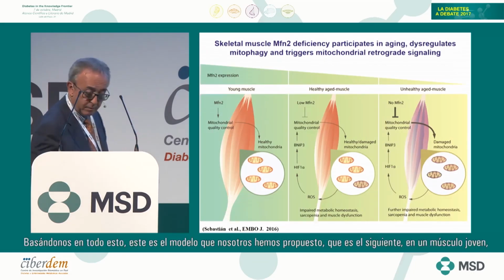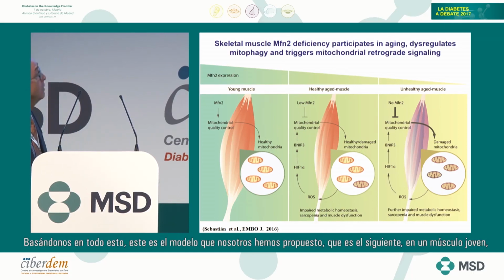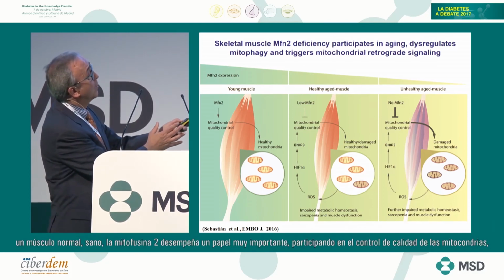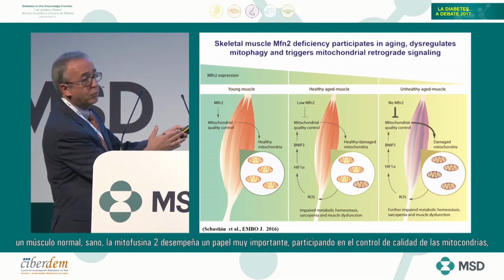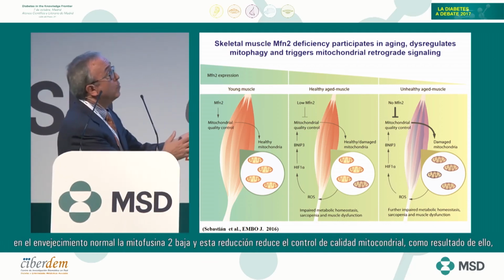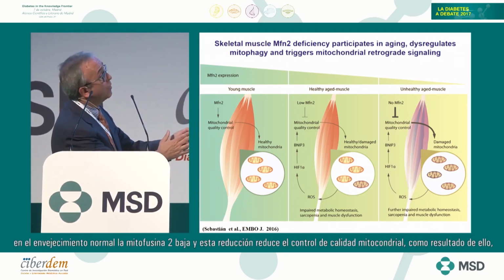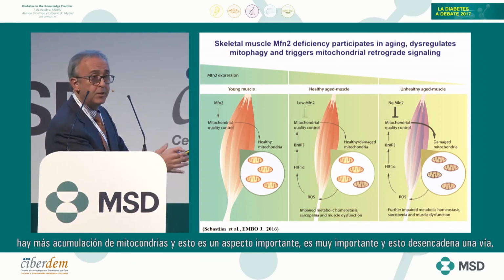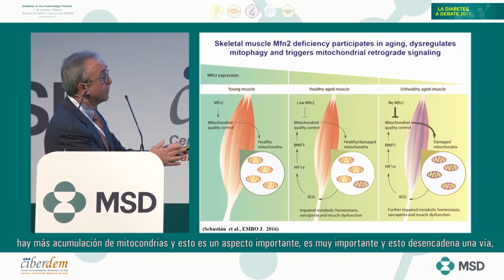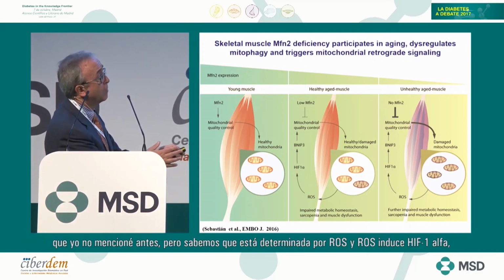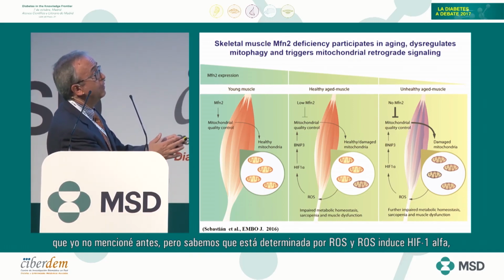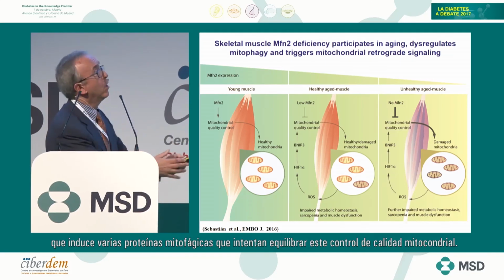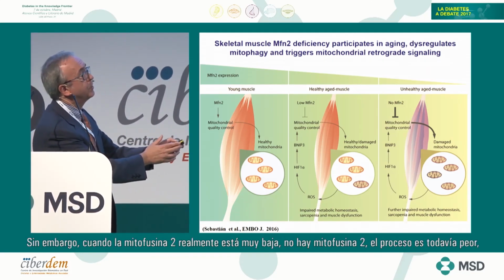So based on that, this is the model we have proposed. In a young, normal, healthy muscle, mitofusin 2 plays a very important role participating in mitochondrial quality control. In normal aging, mitofusin 2 goes down. This reduction reduces mitochondrial quality control, and as a result there is more accumulation of mitochondria. This is very important. And this triggers a pathway driven by ROS. ROS induces HIF-1 alpha, and this induces a number of mitophagic proteins which try to balance this mitochondrial quality control. However, when mitofusin 2 is really down, no mitofusin 2, this process is even worse.